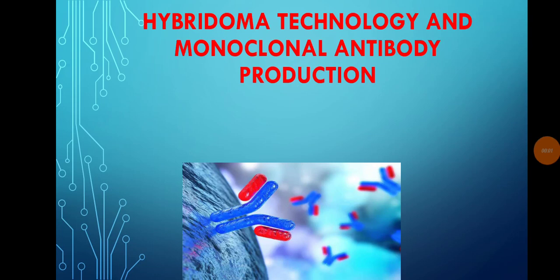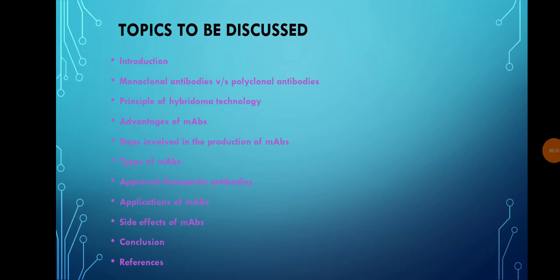Hi all, today we are dealing with another topic, that is hybridoma technology and monoclonal antibody production. These are the topics that will be discussed today: monoclonal antibodies versus polyclonal antibodies, principle of hybridoma technology, advantages of monoclonal antibodies, steps involved in the production of monoclonal antibodies, types of monoclonal antibodies, approved therapeutic antibodies, applications of monoclonal antibodies, side effects of monoclonal antibodies.